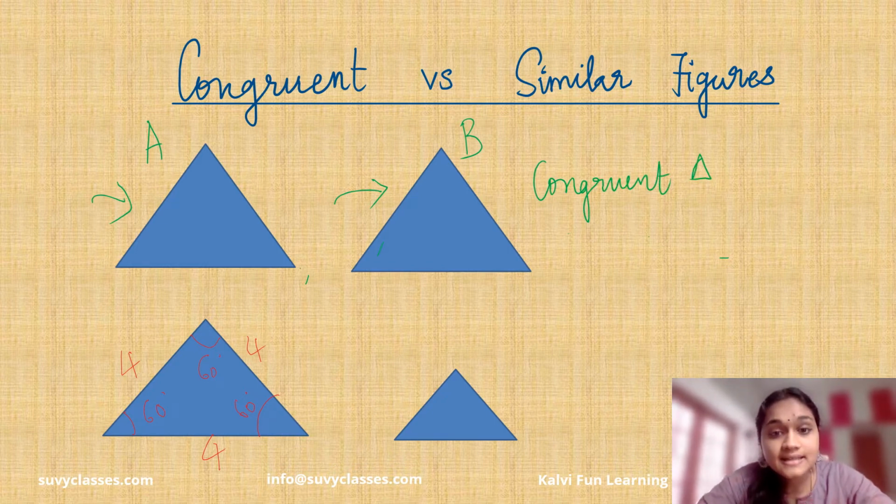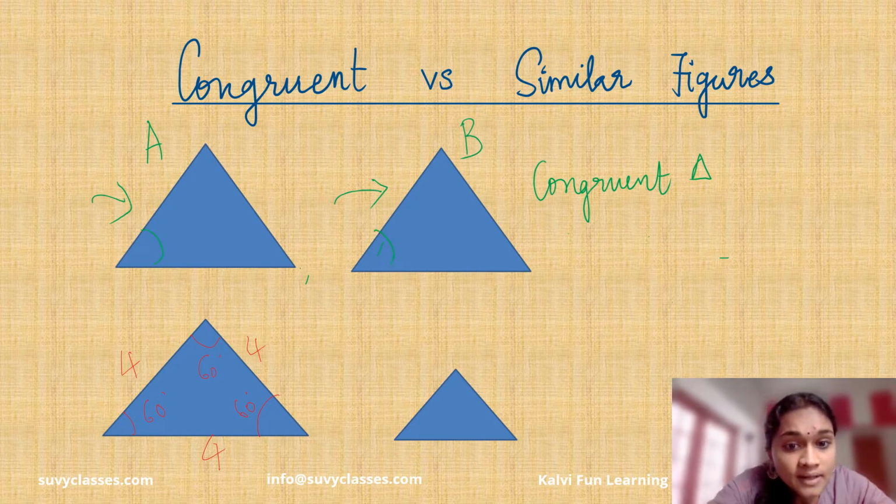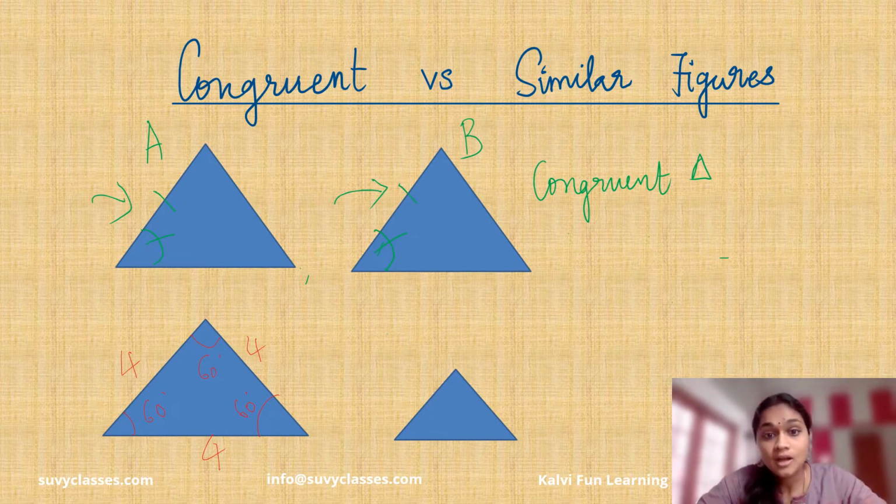The reason is they are exact duplicates. There is no difference between these two triangles. If I put one triangle on top of another, it will perfectly match. The angles are the same and the sides are of the same exact length. So the shape is the same and the size is also the same. One is not smaller than the other. A is exactly congruent to B. This is how I mathematically show it.